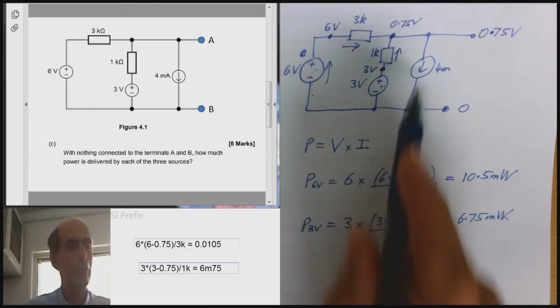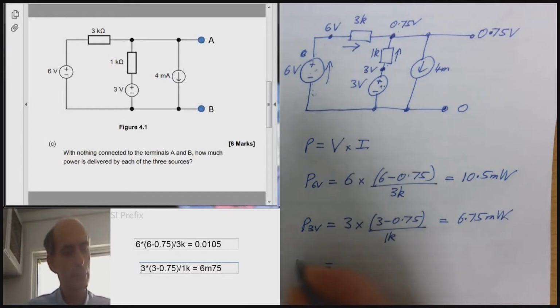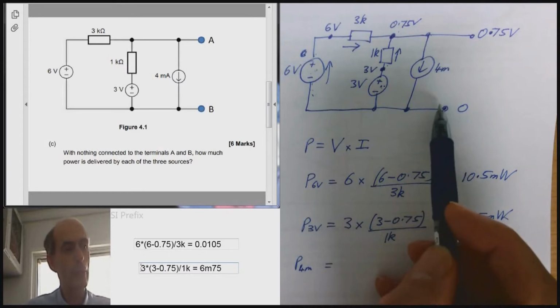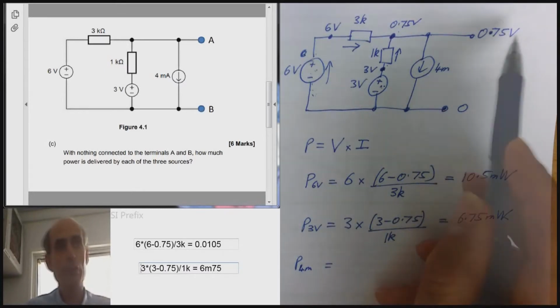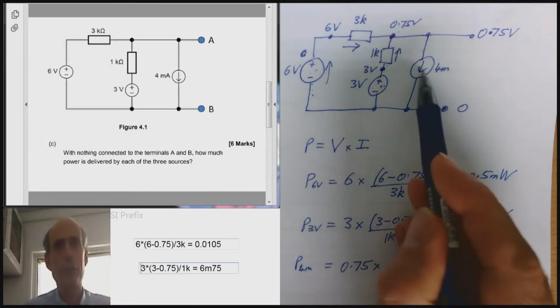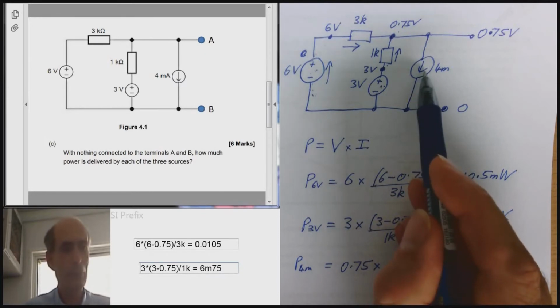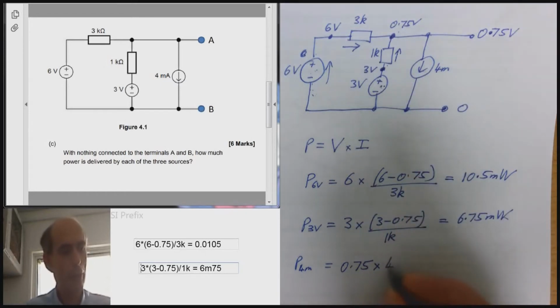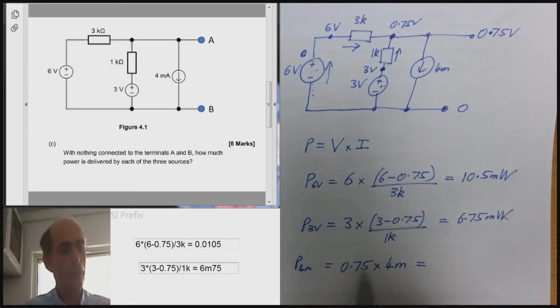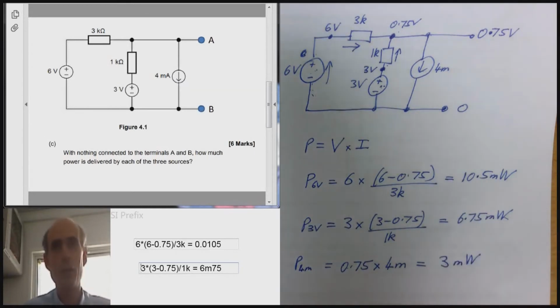Finally, what about that current source? Well, the current source is even easier. I know the voltage across the current source. The voltage across the current source is just 750 millivolts, 0.75 volts. The current through the current source, well, it's a current source. It's a 4 milliamp current source, so the current through the current source will be 4 milliamps. It's that easy. 0.75 times 4, don't even need the calculator, that's just 3 milliwatts.